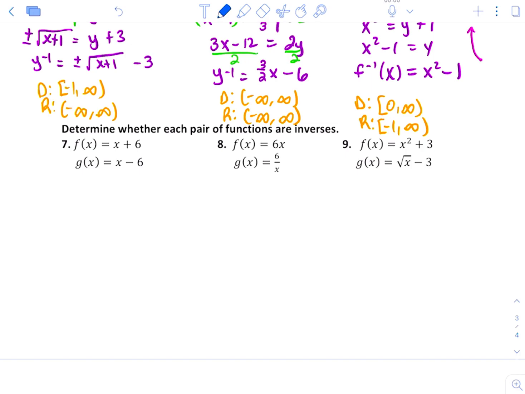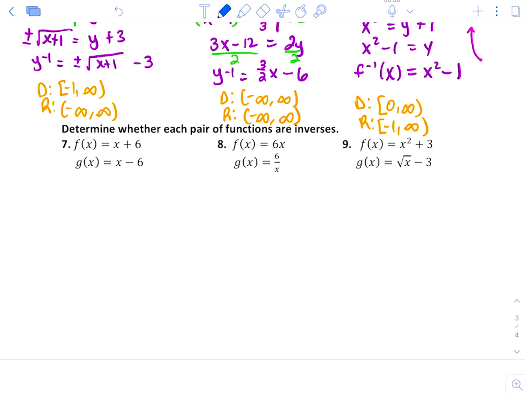The last thing that we're going to talk about in this section is how to tell if a pair of equations are inverses, and then how inverses and the original equations can be related to each other. Now, if we're talking about trying to decide if two functions are inverses of each other, there are two approaches.